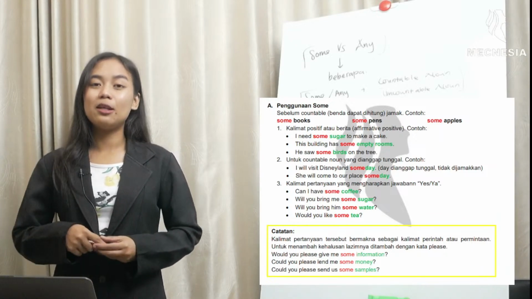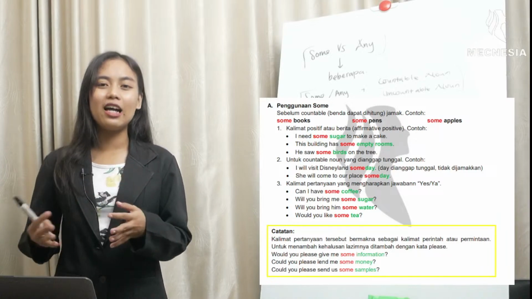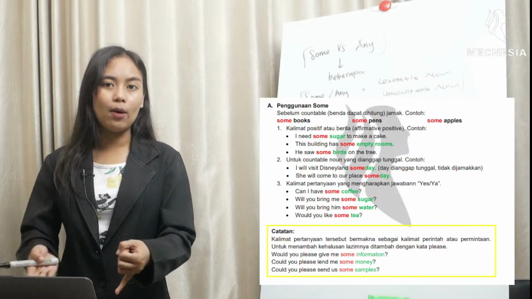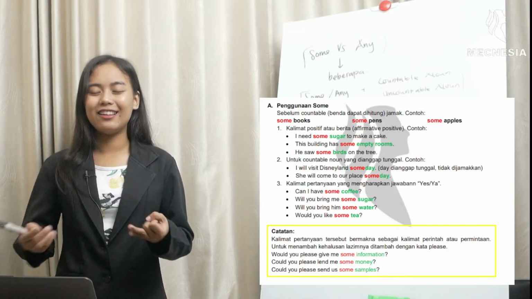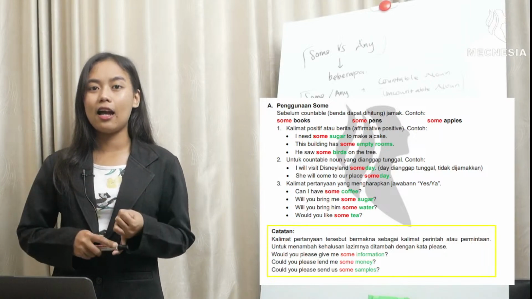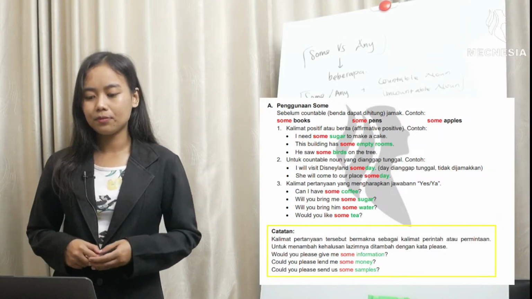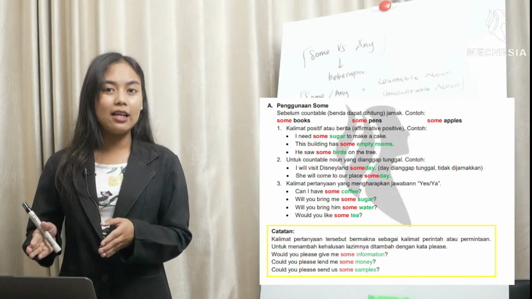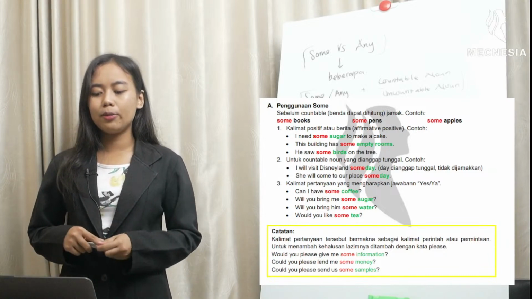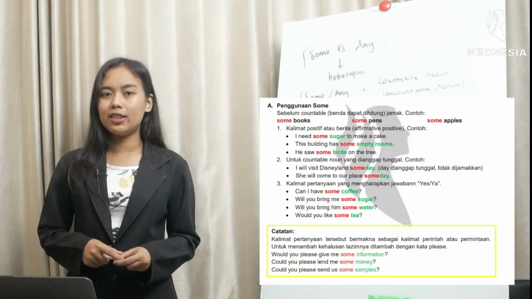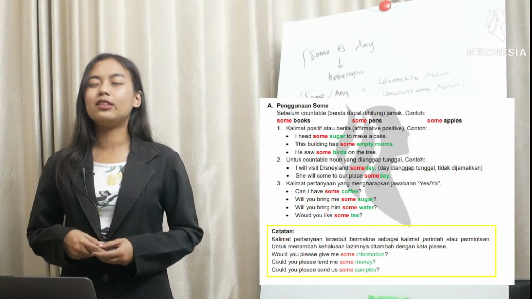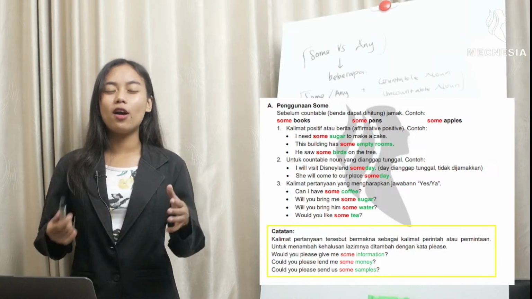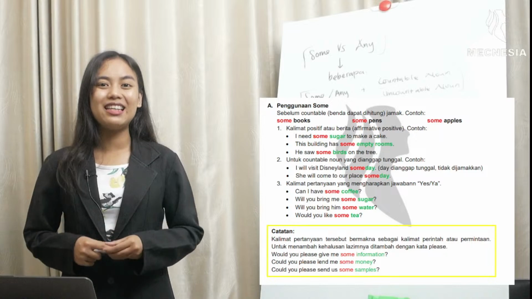So, di sini kalimat tanya yang diharapkan jawabannya ya itu merupakan biasanya pertanyaan dalam bentuk offer, penawaran, dan juga request, permintaan. Dia akan ditandai dengan kata can I atau would you like atau will you. Now let's take a look to the note. Contohnya yang pertama kita punya, would you please give me some information? Maukah kamu memberiku beberapa informasi?